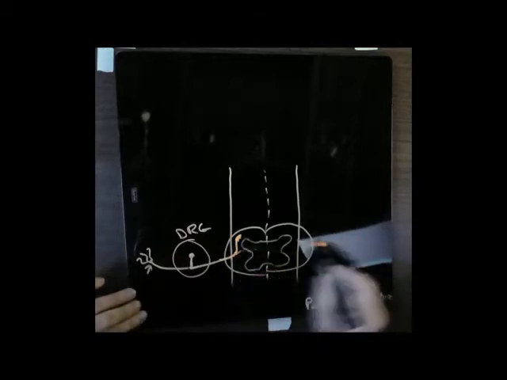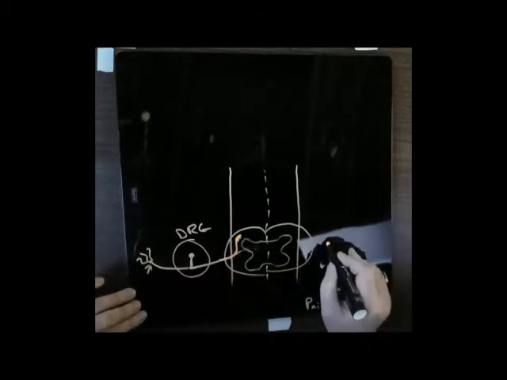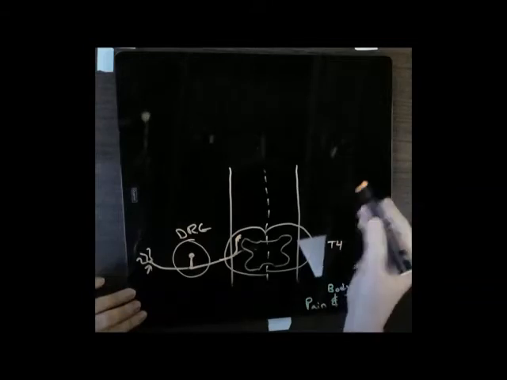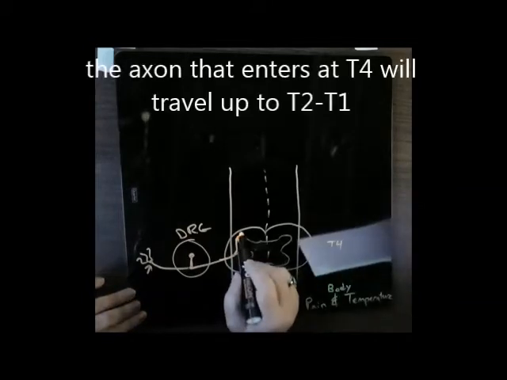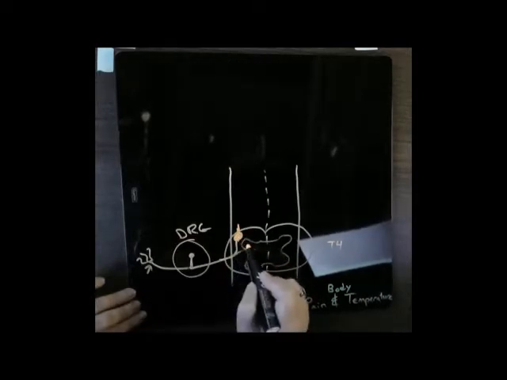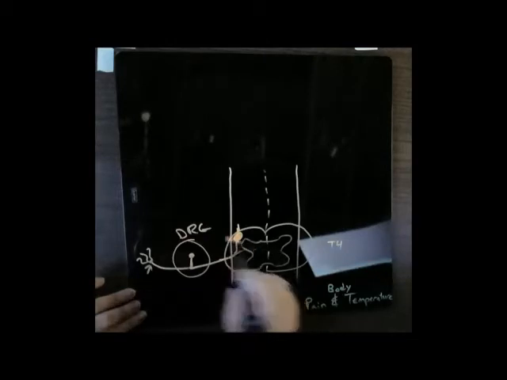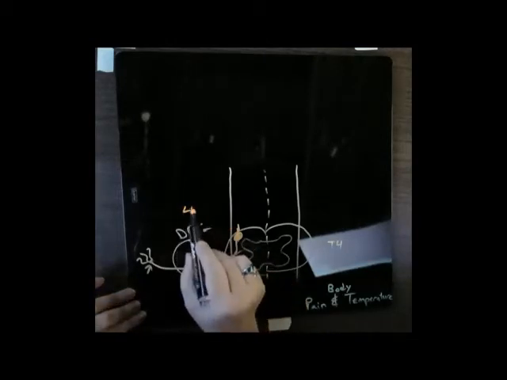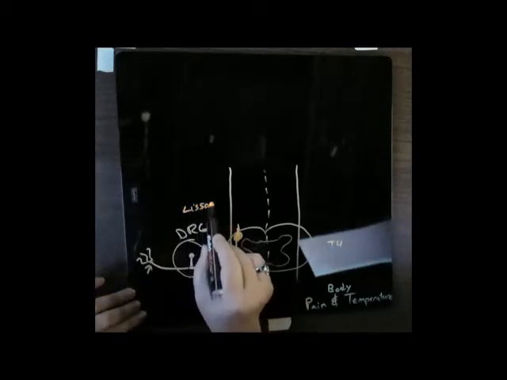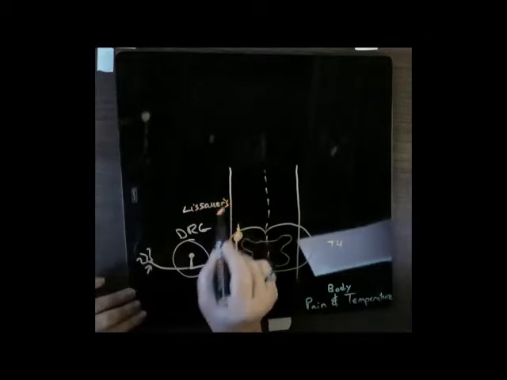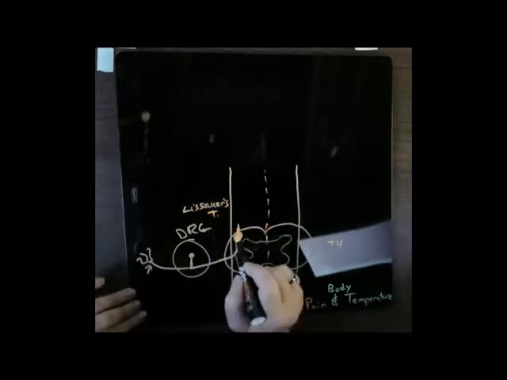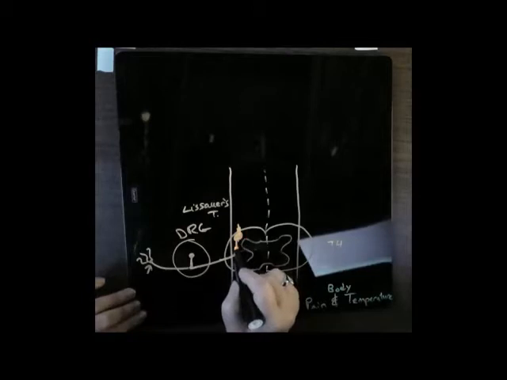Okay, so if we were entering at T4, it's going to travel up a few levels, and it travels in this tract called Lissauer's tract. Lissauer's tract is a little white matter cap right on top of the dorsal horn. Right, here's the dorsal horn of the spinal cord. This is Lissauer's. Okay, Lissauer's tract. Okay, so there's no synapse yet.